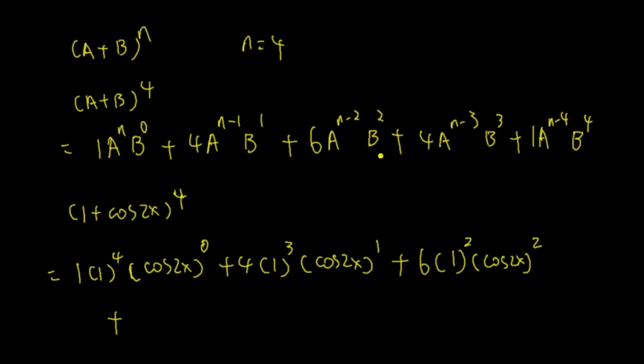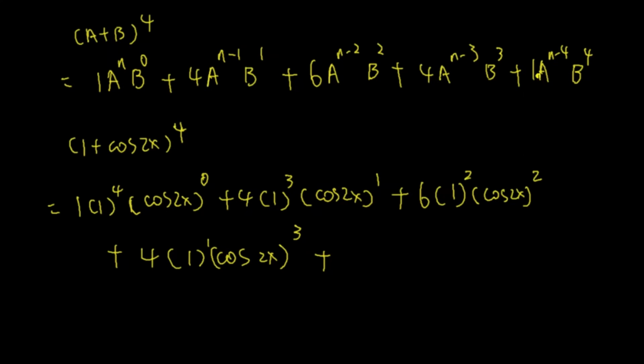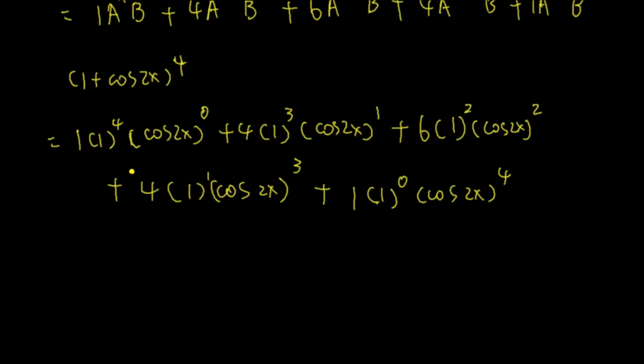Okay, plus the fourth term is 4 times a, which is 1, to the power of n minus 3. n is 4, 4 minus 3 is 1. b is cosine 2x to the power of 3. Plus the fifth term, 1 times a, which is 1, to the power of n minus 4. n is 4, 4 minus 4 is 0, to the power of 0. And then times b, which is cosine 2x, to the power of 4. Okay, so now we just have to simplify this and see.